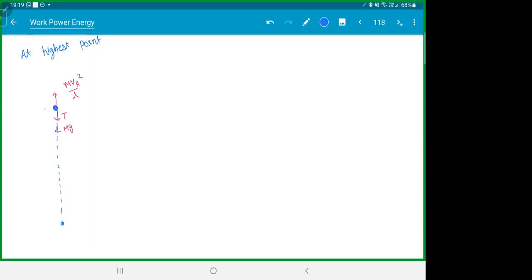So at the highest point here, you have the speed as vh. If you write the equation, tension plus mg is mvh square by L. So mvh square by L minus mg should be greater than or equal to 0. So velocity at the highest point should be greater than or equal to root gL. This is the important thing. You need to have at least a velocity of root gL at the highest point, or else the tension will become 0.